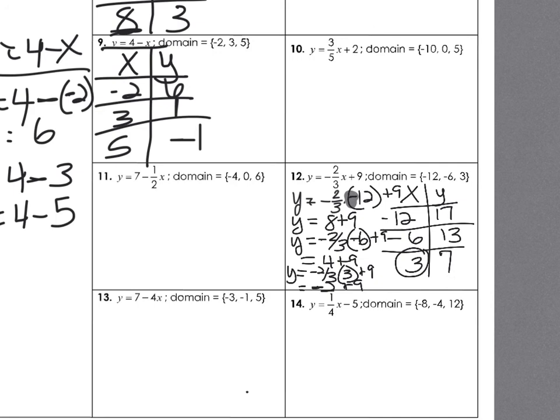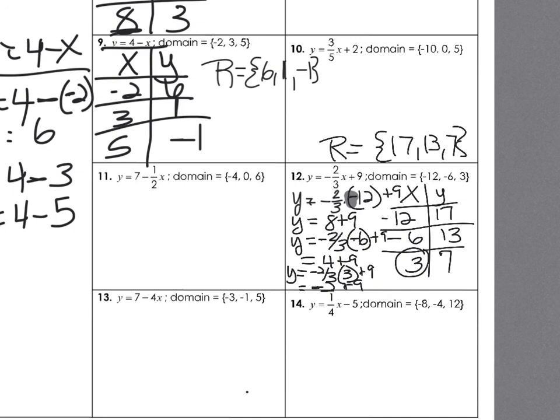Okay. So, when you're writing your answers, you can put on here that our range for R is the set of the numbers 6, 1, and negative 1. Okay. This one, my range would be 17, 13, and 7 based on this given domain.